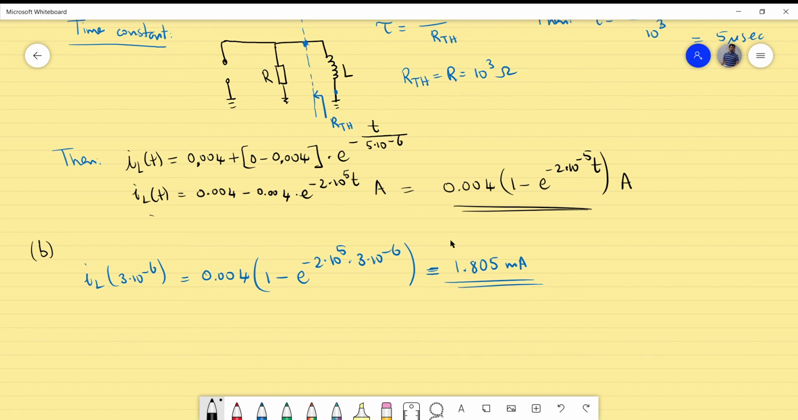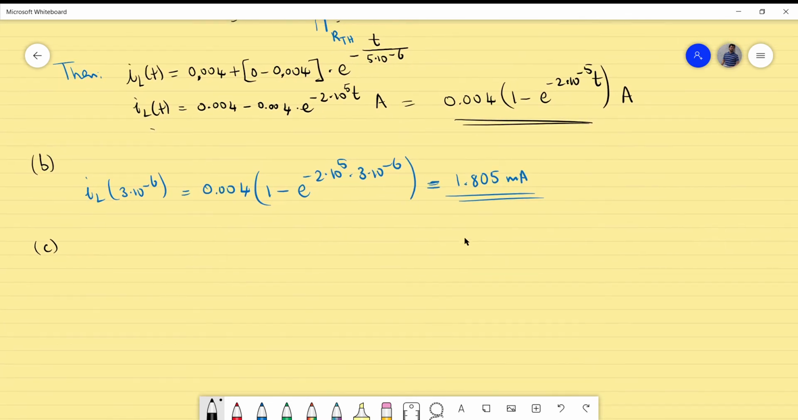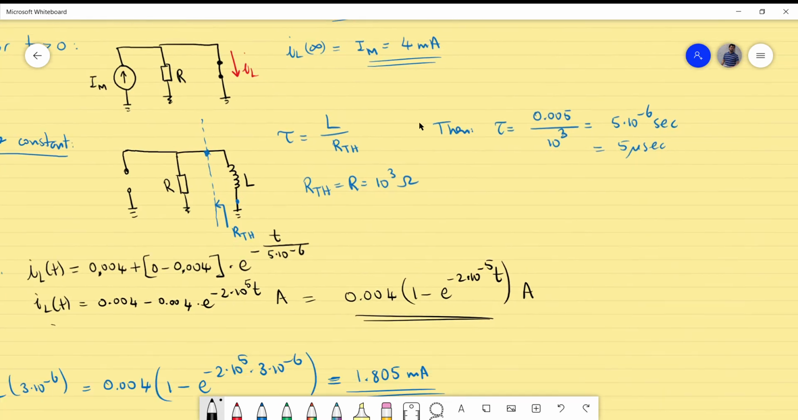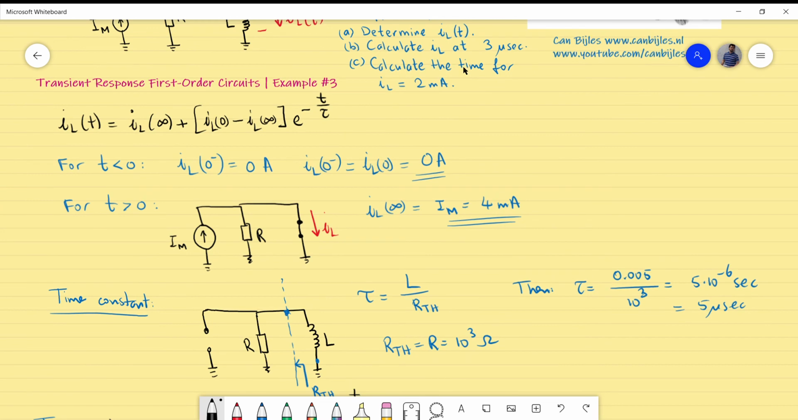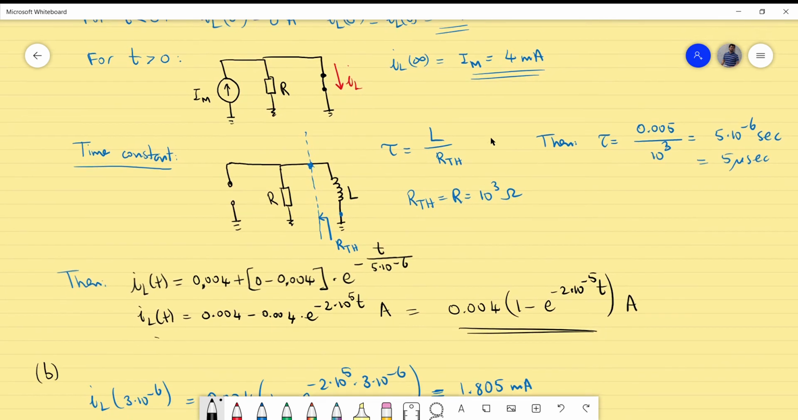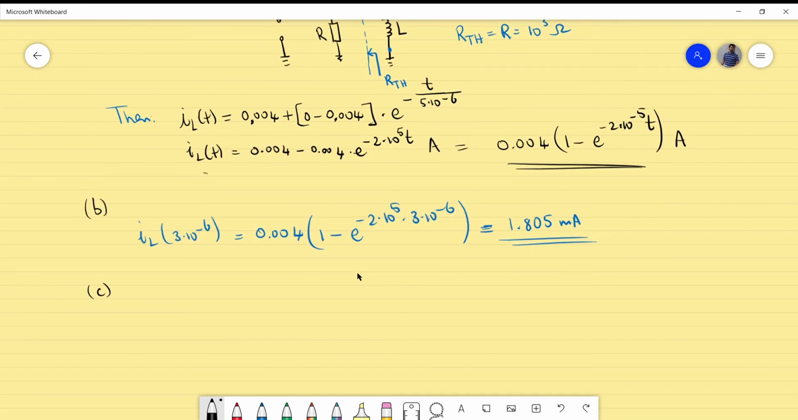As you can see, if you do a lot of work for question A, then question B and C will be much easier. Okay, then we have the final question, question C, the third one. The question there is to calculate the time for the inductor current to be 2 milliamps. So that's the reverse of the question in B. So what we want is the inductor current at a specific time, which we don't know yet, to be 0.002 amps. So the formula is 0.004 times 1 minus e to the power minus 2 times 10 to the power 5 t is equal to 0.002. So we can use this equation to calculate the time required to get the 2 milliamps.